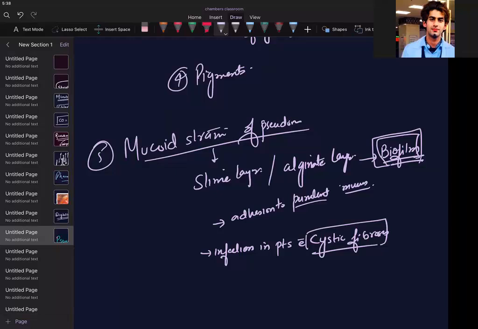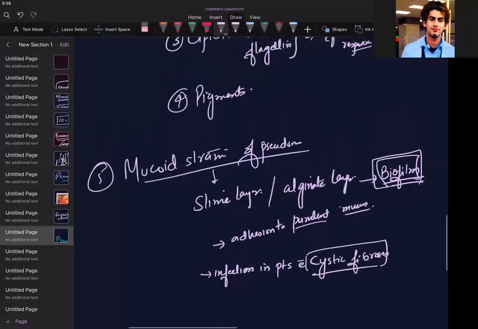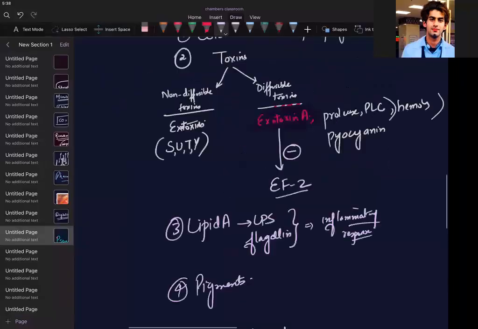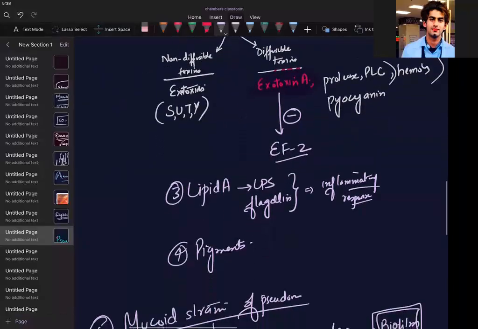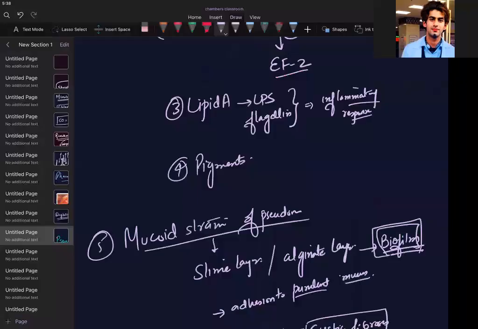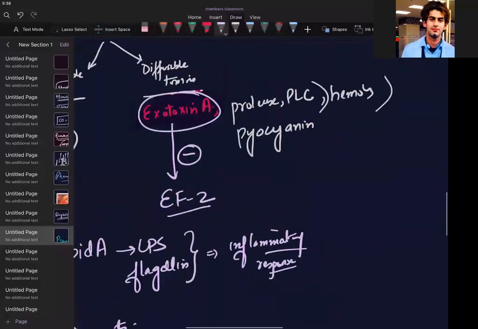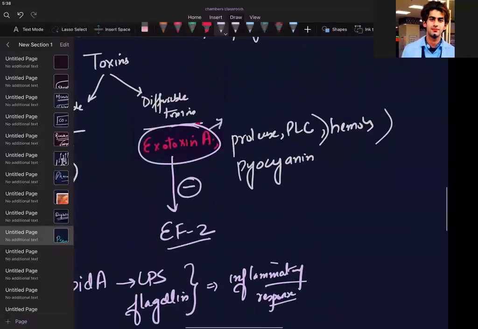Okay. Let us write about this exotoxin A. Have I written something about exotoxin A? Yes. It is inhibiting the elongation factor 2. Let me write here more of what I remember about this exotoxin A. What if they ask you what this is similar to? You should first remember it is working like the diphtheria toxin.